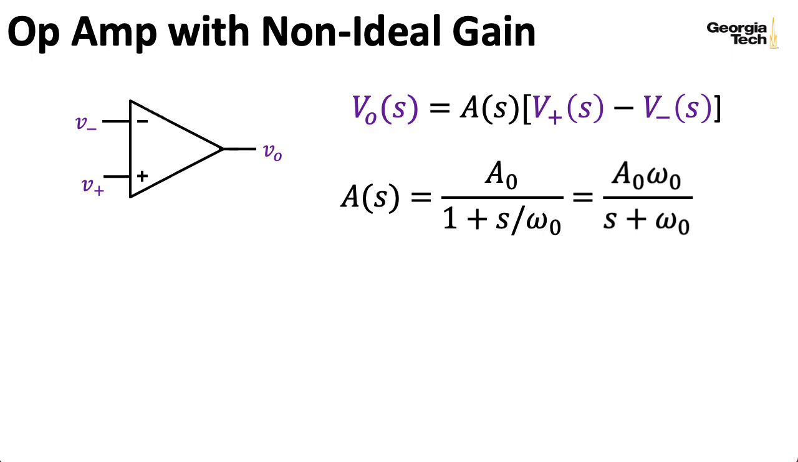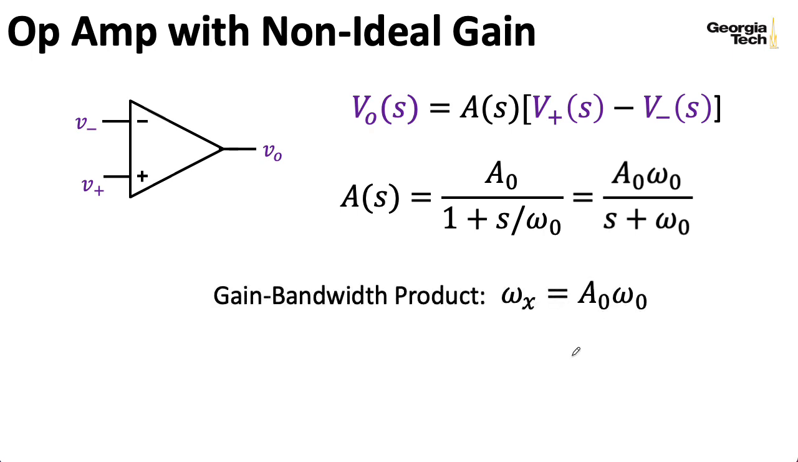I'm going to define something called the gain bandwidth product. In terms of radians per second, we'll express that as omega x, and that's just the gain A naught times the cutoff frequency omega naught. Usually the gain bandwidth product is represented in hertz, so if we divided both sides of the expression by 2 pi, we could write the cutoff as f naught and the gain bandwidth product as fx.